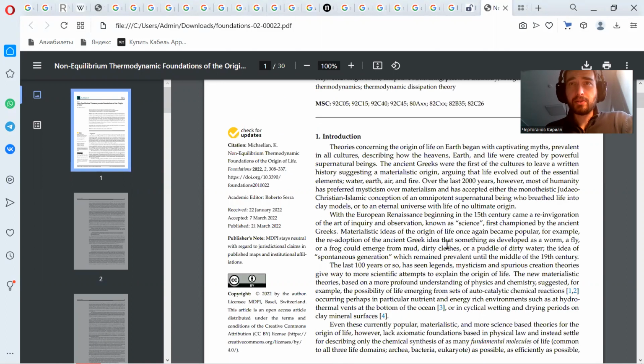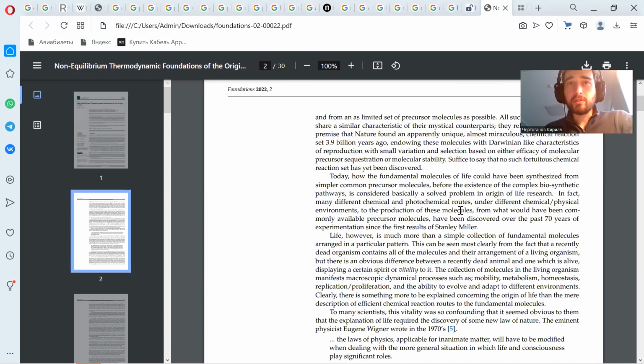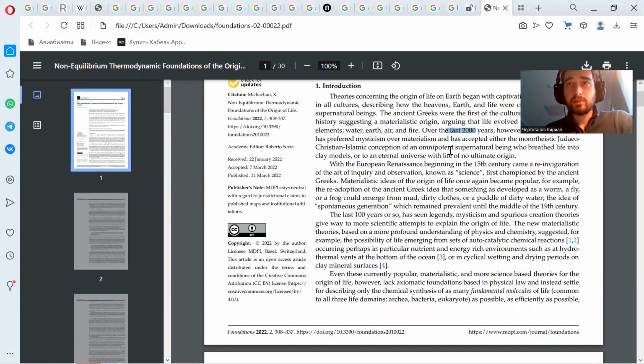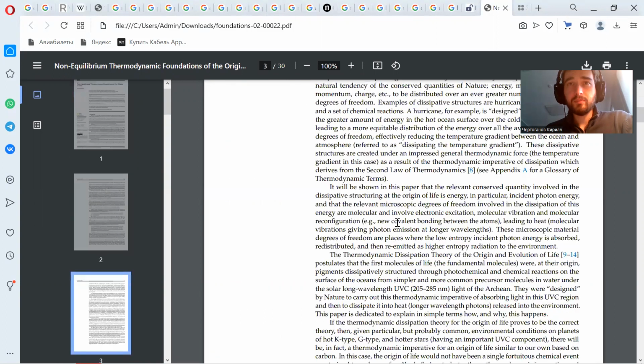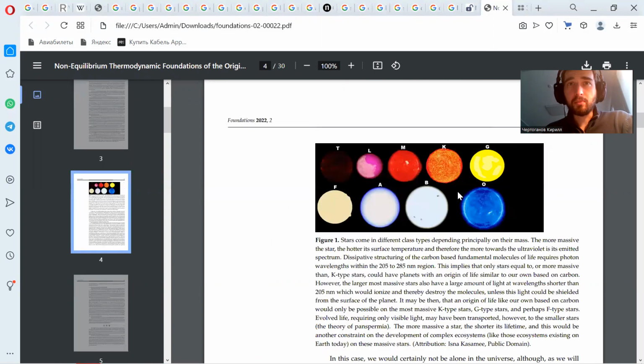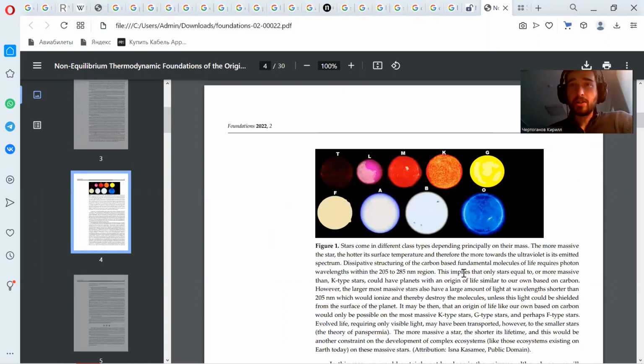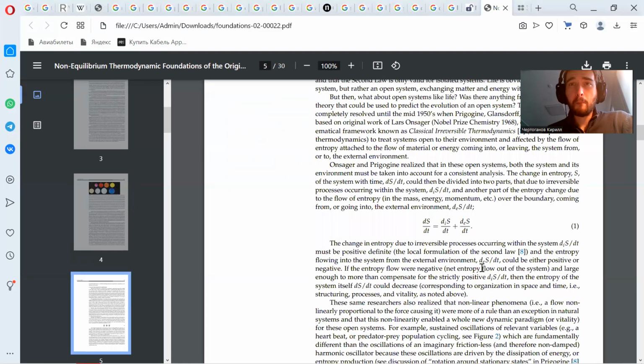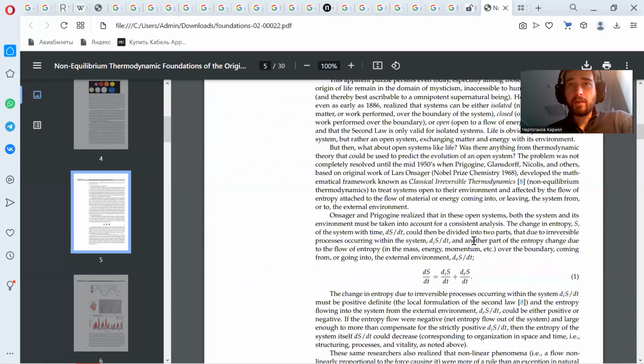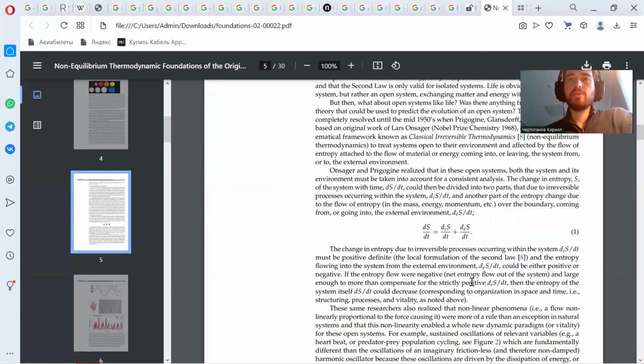I think this is quite an interesting article. Over the last 2,000 years, humanity has proposed very many ideas. Yeah, very interesting. I guess it's about entropy, no? Entropy. So entropy equals inside and outside. Okay, internal and external entropy.